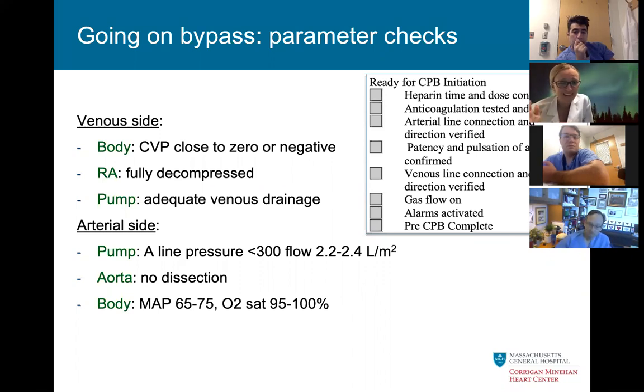And then look at the pump. Are you getting enough flow? Are the arterial line pressures not above 300? Look at the aorta. Is there no dissection? And then look at the body. You make sure you're getting adequate MAPs and adequate oxygen saturations.